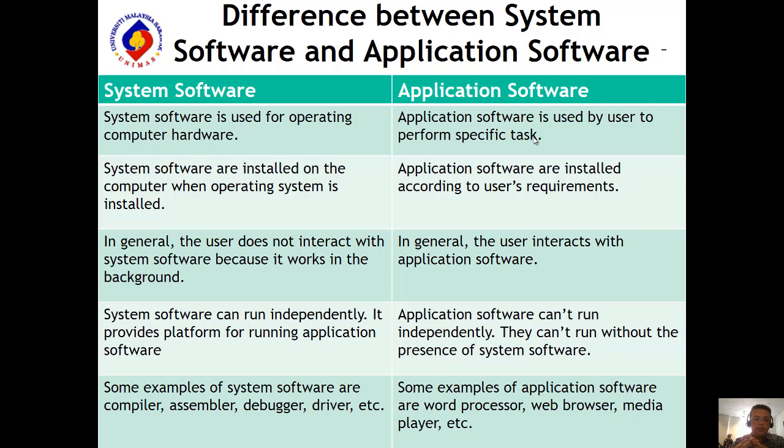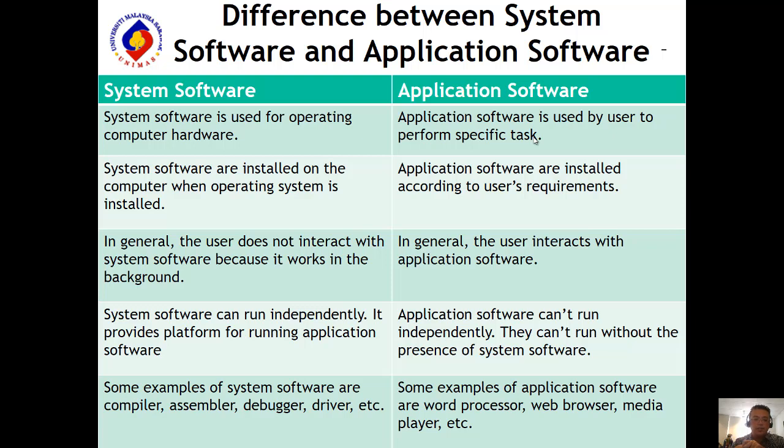Now, the third difference is that for system software, the end user does not interact with it because it works in the background. So most of the time you interact with the application software, but you don't really interact with the system software. It's running there in the background to perform something, probably without the knowledge of the end user. As compared to application software, you interact with it to achieve a certain task or goal.